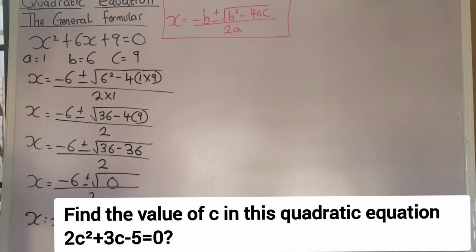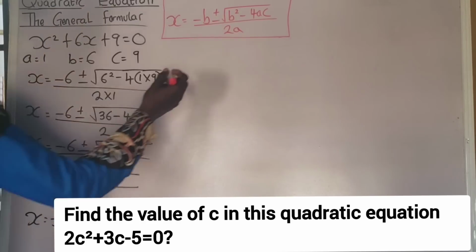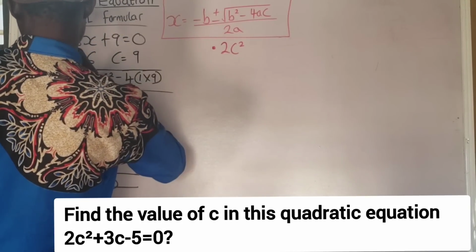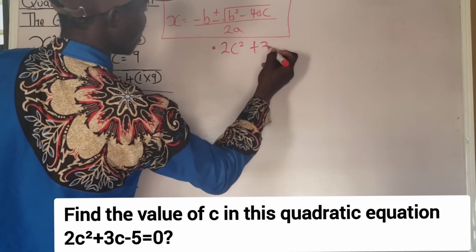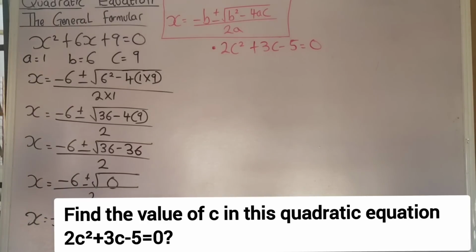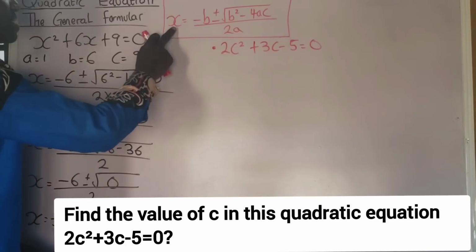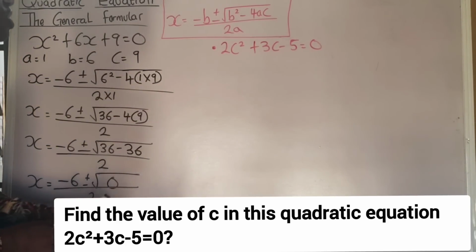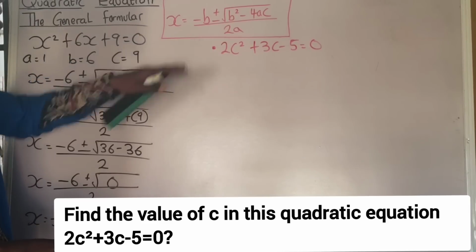Find the value of c in this quadratic equation: 2c squared plus 3c minus 5 equals 0. We are asked to find the value of c. Now please, I want you to pay attention. Now you can see that in this quadratic equation we are not having x, we are having c. So whether we are having x or we are having c, all you have to do is just replace this x by c. You understand?